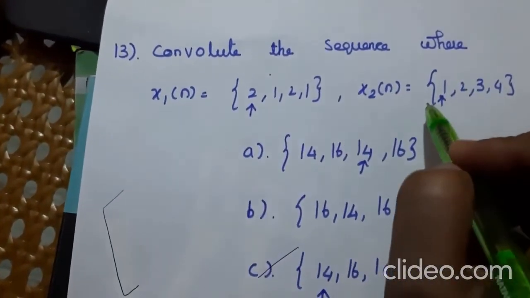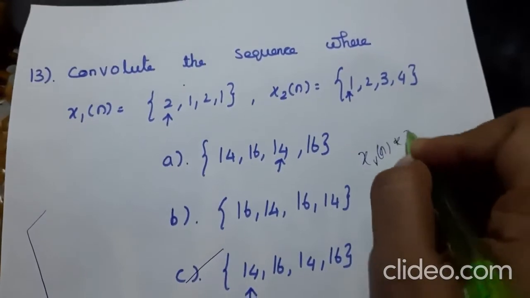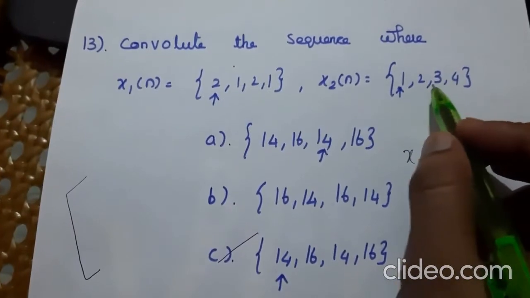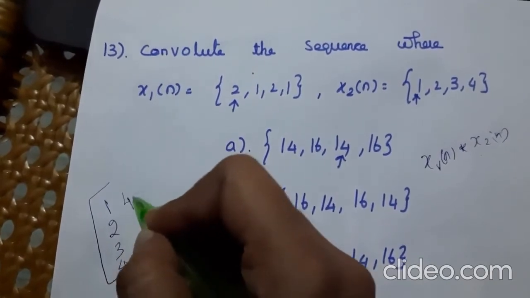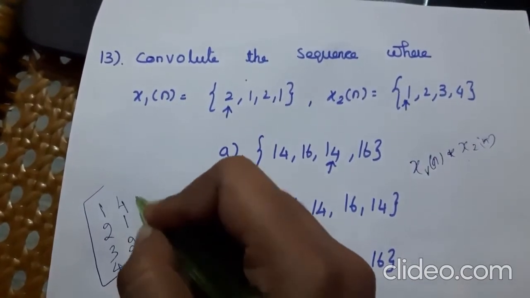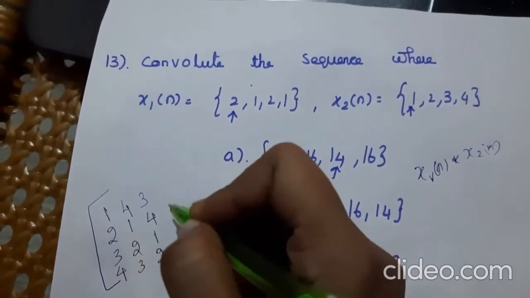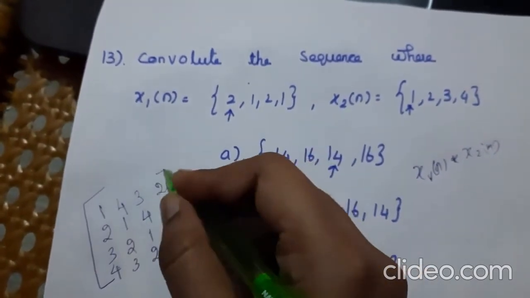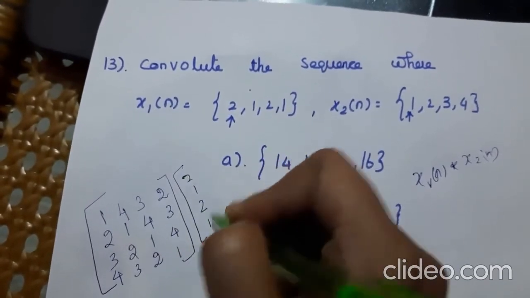So first take this x2 of n, as we have to find the convolution. We take this x2 of n and write the sequence like this: 1, 2, 3, 4. Again this 4 comes here and the remaining terms 2, 3 and again 3. Here comes 4, 1, 2, again 2, 3, 4, 1, and the sequence 2, 1, 2, 1.